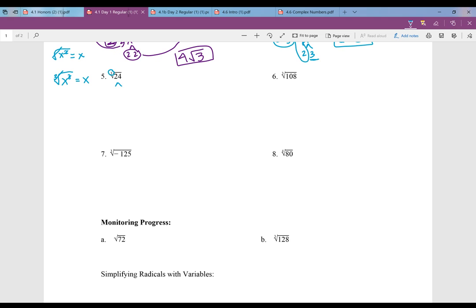So we're breaking down 24. We're going to look for groups of 3 numbers. So 24, let's say we know that is 2 times 12. Okay, 2 can't break down anymore, but what about 12? Well, 12 is 2 times 6. 6 is 2 times 3, and that's as far as we can go.